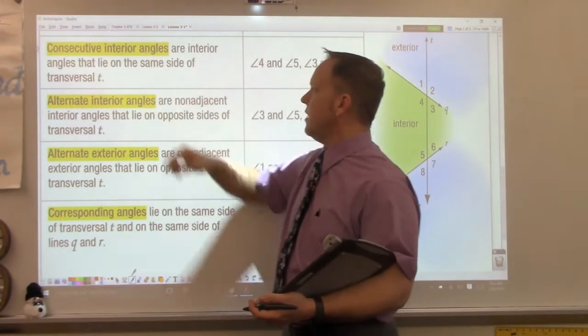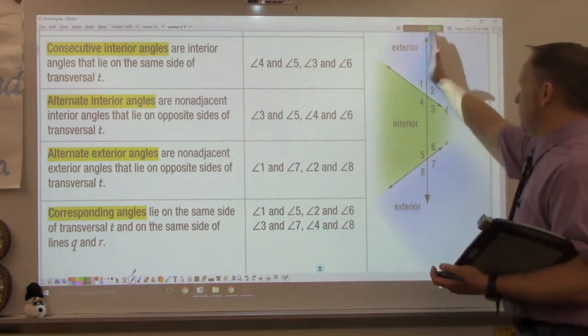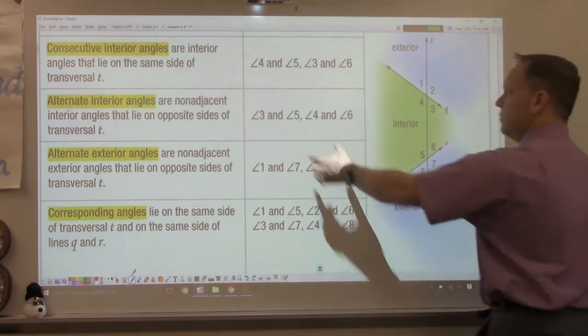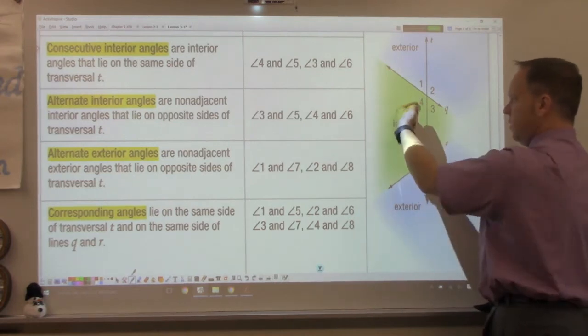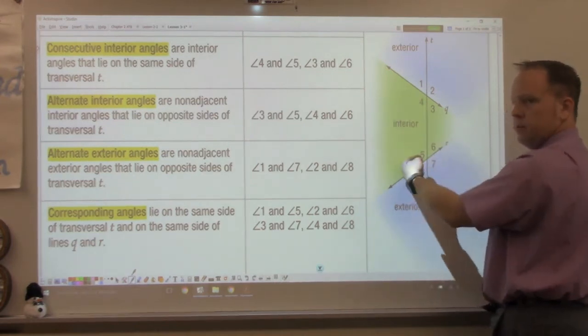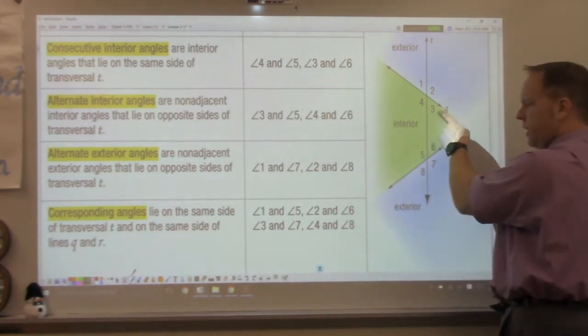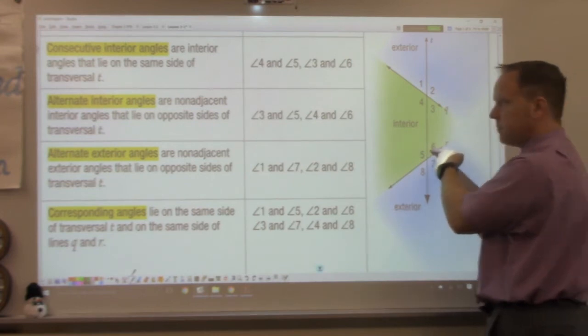Consecutive interior. Interior angles that are on the same side of the transversal. So here's my transversal. I want 2 angles on the same side. So for example, 4 and 5. 4 is on the left, 5 is on the left. These are consecutive interior angles. There's another pair, 3 and 6. Angle 3, angle 6. They're both on the right side of the transversal.